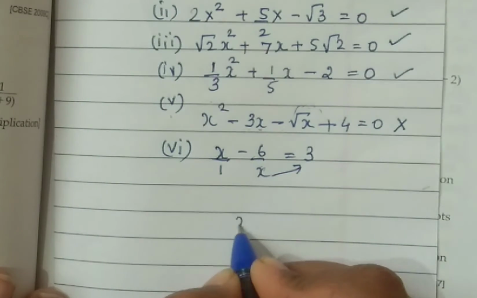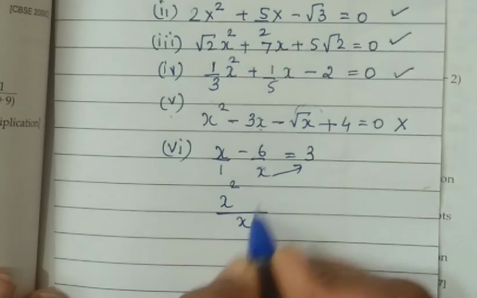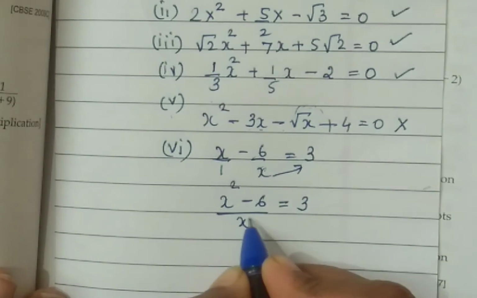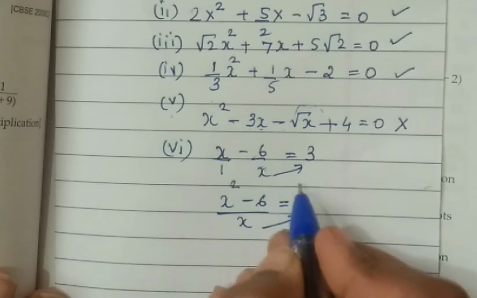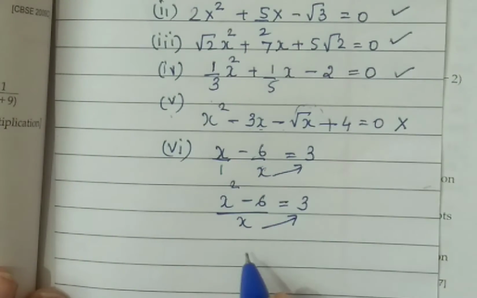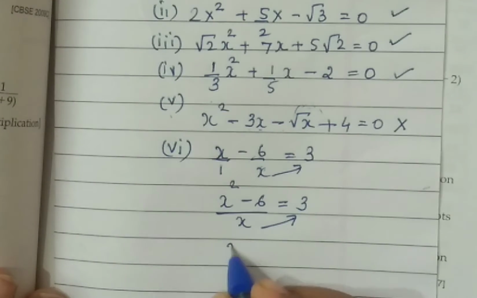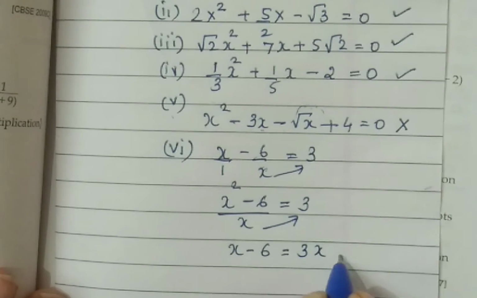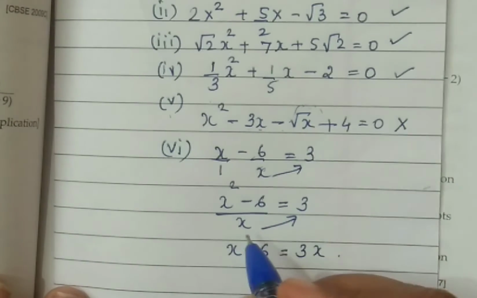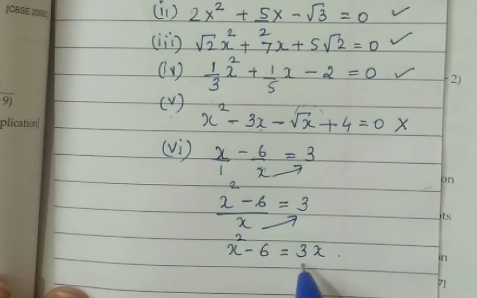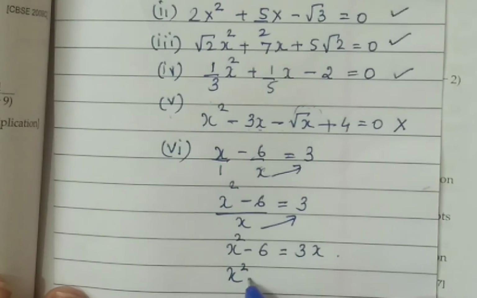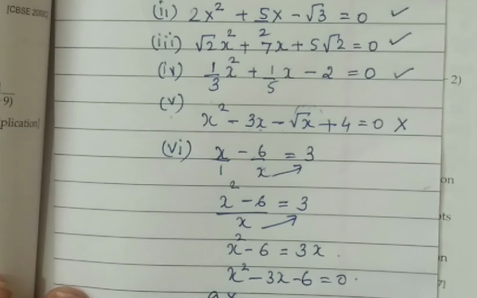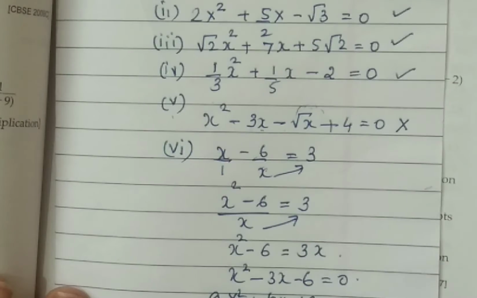So this will be x square minus 6 is equal to 3. Now here you can cross multiply, because x is common to both. So it will be x square minus 6 is equal to 3x. So this will be x square minus 3x minus 6 is equal to 0, which is in the form of ax square plus bx plus c is equal to 0.